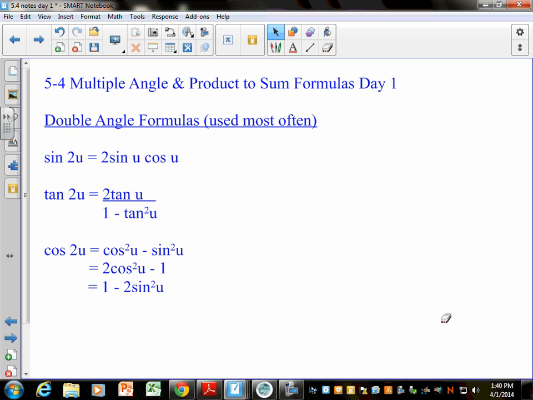You might notice that cosine has 3 of them. And why does it have 3? All these are the same. We could prove where all these come from. You can use any of them that you want. It just depends on the problem. But I can show you where these come from.